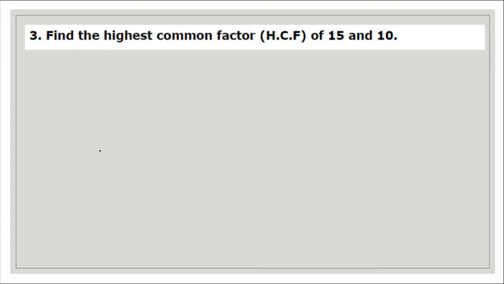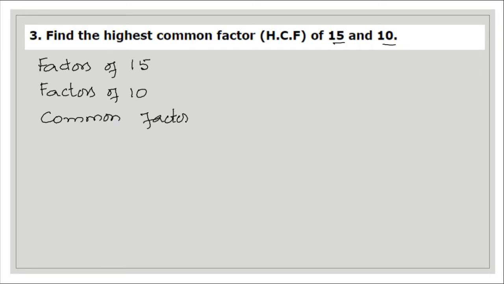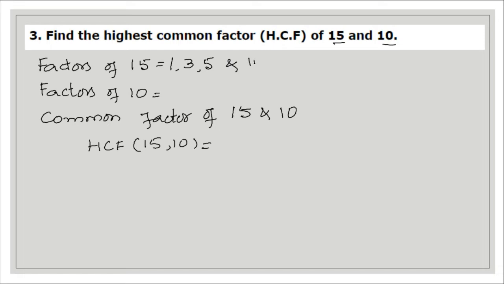Let us solve one more example. Find the highest common factor of 15 and 10. For that, first let me find the factors of 15 and then find factors of 10. Then find common factors of 15 and 10. Then we will find out the highest common factor of 15 and 10. These are the steps. What are the factors of 15? 15 is exactly divisible by 1, 3, 5 and 15. The factors of 10 are 1, 2, 5 and 10.